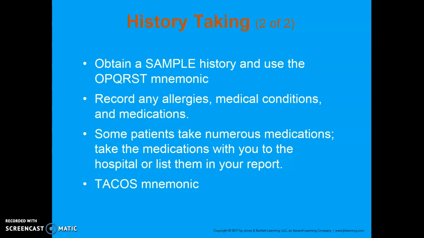There's a mnemonic that is TACOS. It can be helpful in identifying conditions that may be complicating a patient's chief complaint or affecting medications. So these are things that are additive that may be causing issues. So T is tobacco, A is alcohol, C is caffeine, O is over-the-counter medications, also herbal supplements, and S is sexual and street drugs.